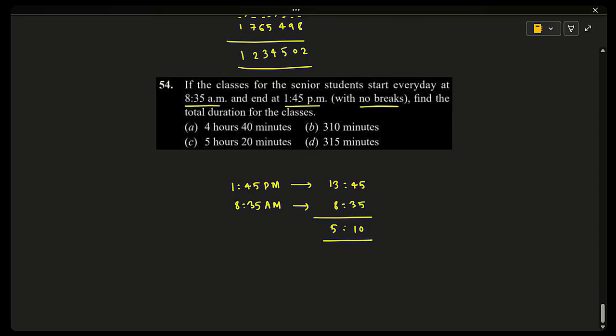But 5 hours 10 minutes is not there in option A and C. But let us see only minutes. So 5 hours means 5 into 60 minutes plus 10. So 300 plus 10, it's going to be 310 minutes, option B. Next, 55. 55th question.